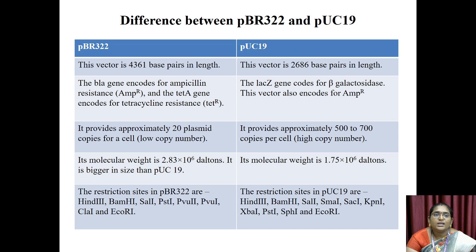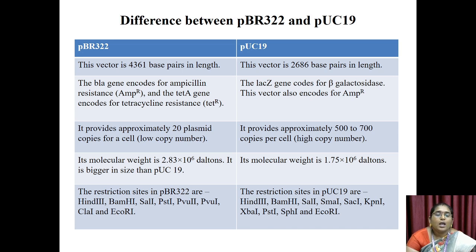In pBR322, the bla gene encodes for ampicillin resistance and the tetA gene encodes the tetracycline resistance. In pUC19, the lacZ gene encodes for beta-galactosidase. This vector also encodes for ampicillin resistance. In pBR322, it provides approximately 20 plasmid copies for a cell. So, low copy number. In pUC19, it provides approximately 500 to 700 copies per cell.